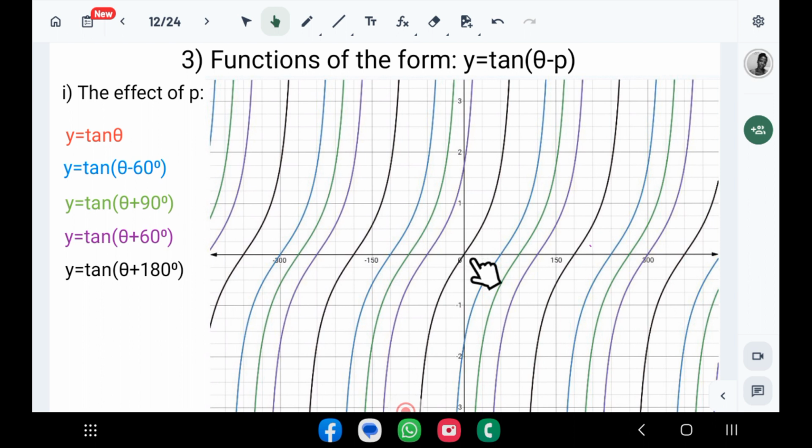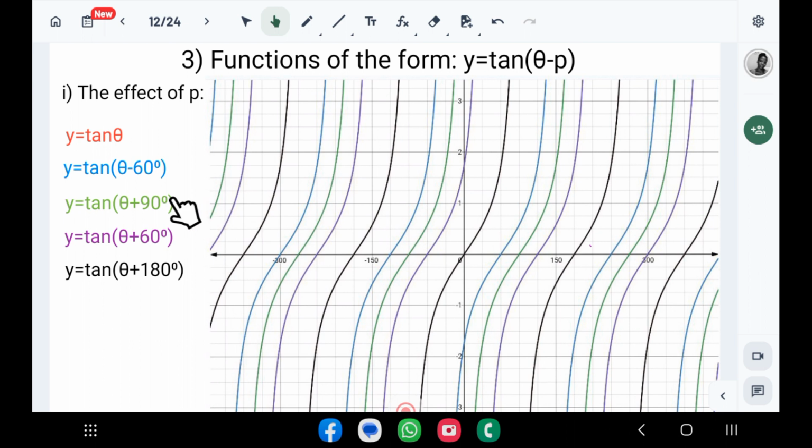So let's count 30, 60, and that's the blue graph. You just look at the milestone here, the x-intercept right in the middle, and then you count 60 degrees to the right, 1, 2, and then you draw the graph accordingly. Of course, notice that your y-intercept also changes, but you'll be able to calculate that by just punching in your 0 in the equation, and it will give you what the y value is.